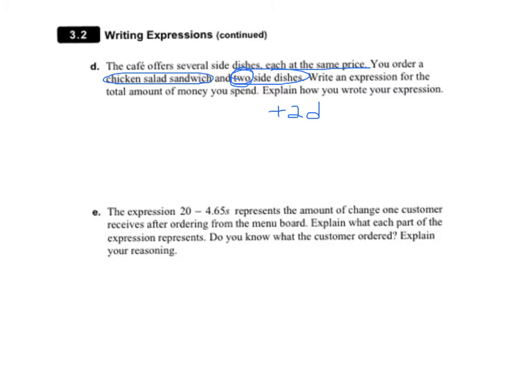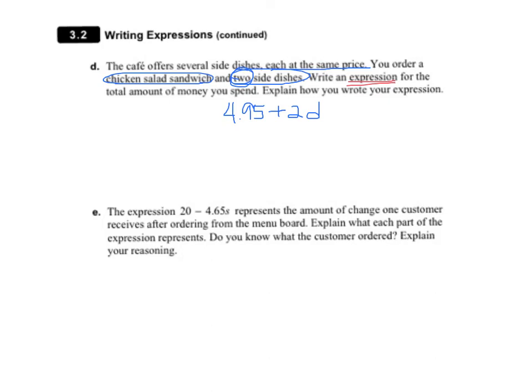And the chicken salad sandwich is $4.95. So that completes our expression. Remember, when you're writing an expression, you do not have an equal sign, so our expression is complete.